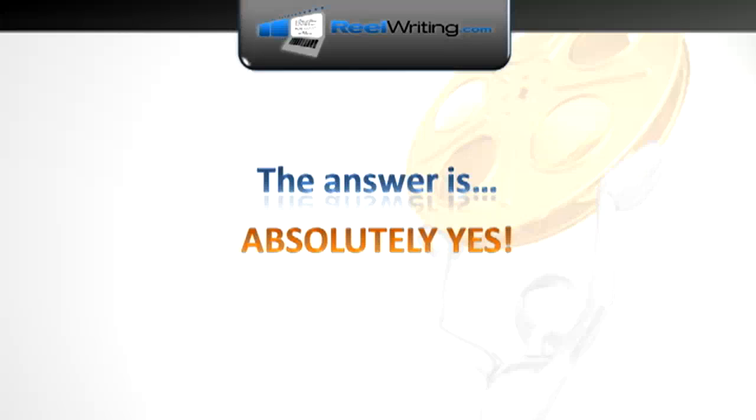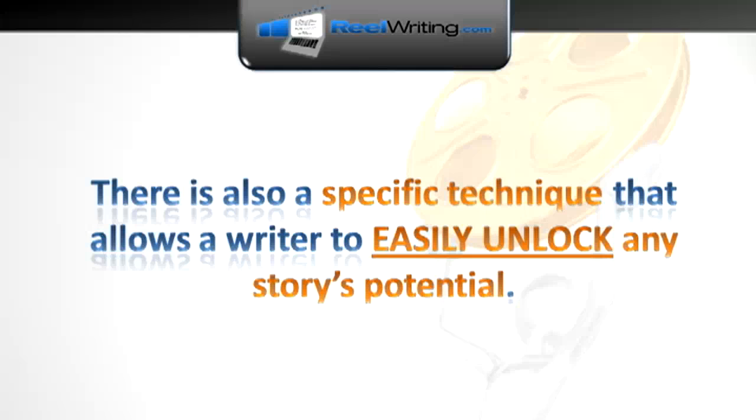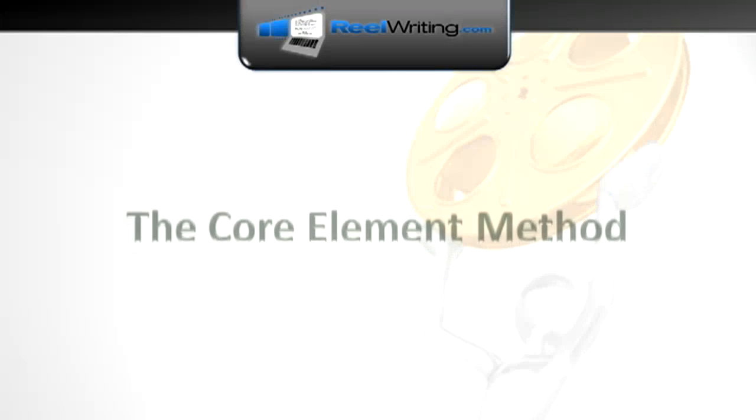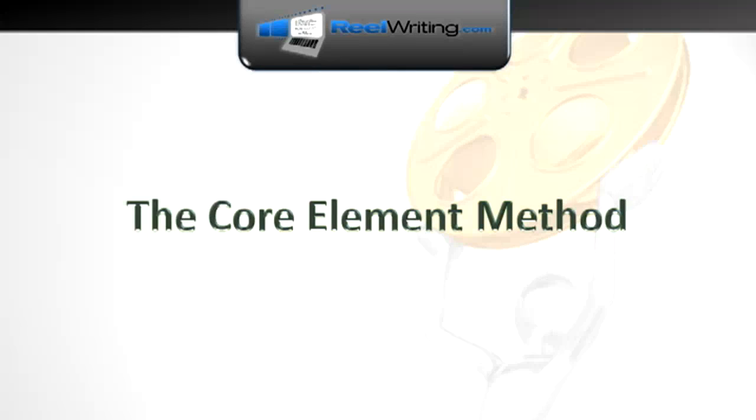But not only is there a secret to making a screenplay work, there's also a specific technique that allows a writer to easily unlock any story's potential. Please realize what I'm about to tell you is not some gimmick or shallow sales pitch. Rather, using a simple technique called the core element method, a writer can easily take an idea for a movie, any idea for a movie, and develop it so that it has all the same characteristics that are found in the most successful movies ever made.